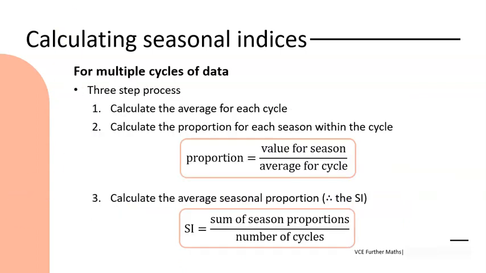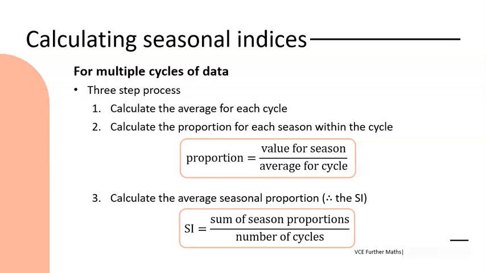Now, most often you have multiple cycles of data, and so this becomes a 3-step process. What we're doing initially is the same. So we're finding the average for each cycle, whether that's each year, usually each year, or sometimes each week, whatever the period length is there.